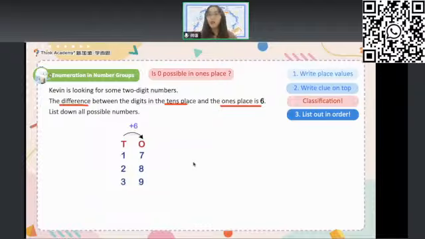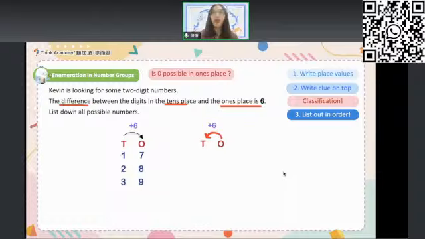No, I just told you we need to classify, right? So how can we classify? That is, we need to change the direction of the arrow. So here, let's suppose that now the digit in the tens place is bigger. So note about it, is 0 possible in the ones place? Can we put the digit 0 in the ones place?